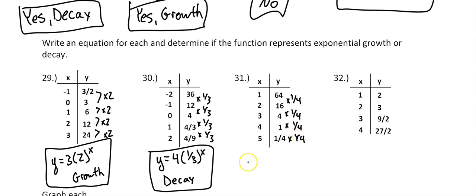And then from there, we can write the equation. It's y equals. This one, we can't quite see the a value, the y-intercept. I'd kind of have to extend the pattern here. So if I extended the pattern back to 0, this would be times 4, and I'd end up at a 256. Okay? So then the 256 is my a value, and this is 1/4 raised to the x. So this one's decay.